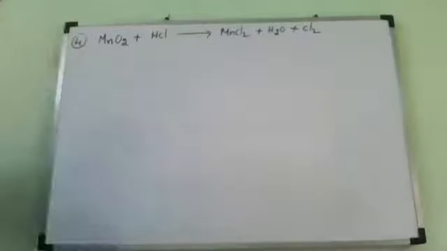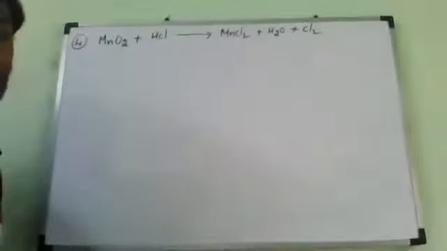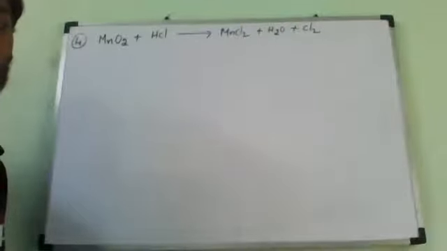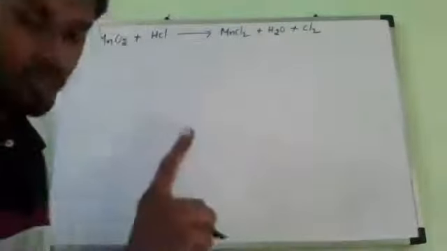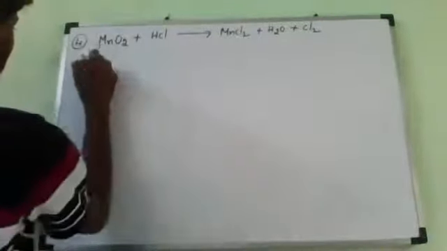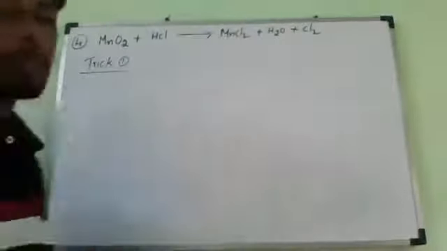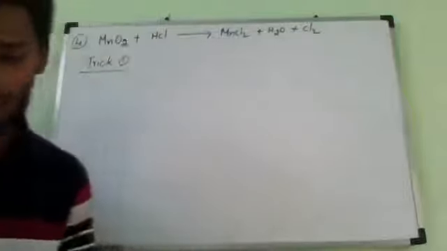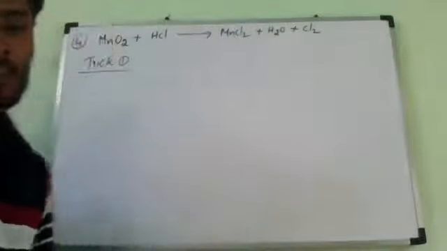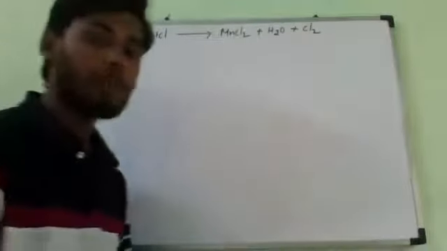Now here, like this equation, if you observe, we can apply the trick called balance the species present alone in the end. Balance the species present alone in the end first itself. Write that. Trick one. Now you see, within a single step I will finish the equation.